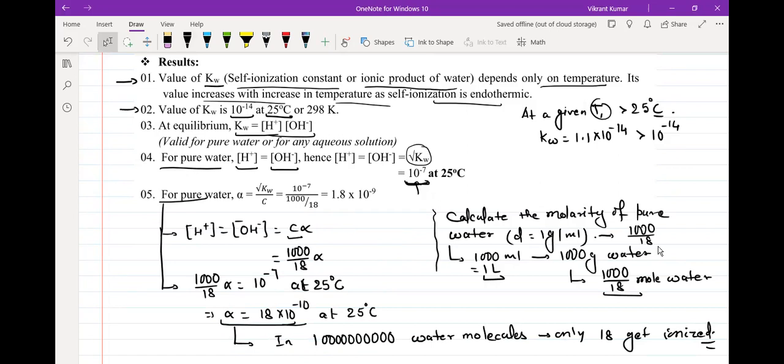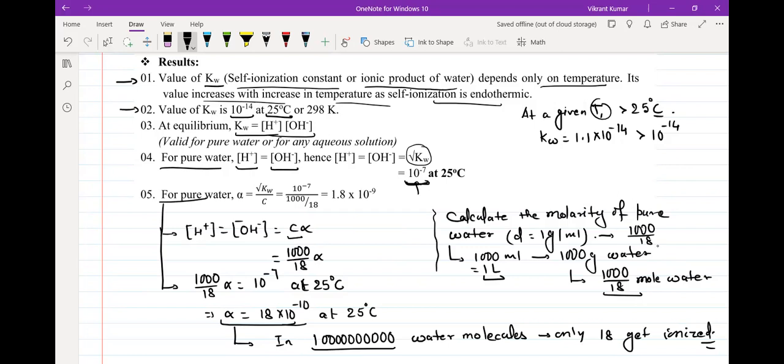Understanding the point? If I keep these many, this is 10 raised to 10. So out of 10 raised to 10 molecules, which means 10 billion molecules, right? With 10 billion molecules, only 18 are getting ionized. The remaining are unionized if I don't have anything else.